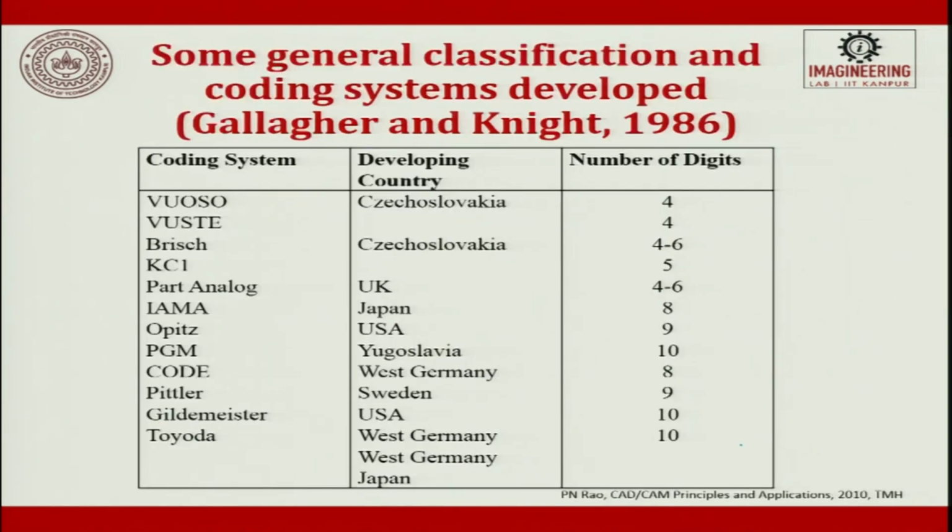Generally there are several coding systems available. Here are some of the coding systems which are very well talked about, and the most common, generally recommended and most exhaustively used in factories, is the Opitz code, which was developed by US people, and it has 9 digits. We also have many other codes. For example, JIAM, Japanese, they have 8 code systems developed, and Gildemeister was developed by again US. Toyota in West Germany, they have also developed some codes.